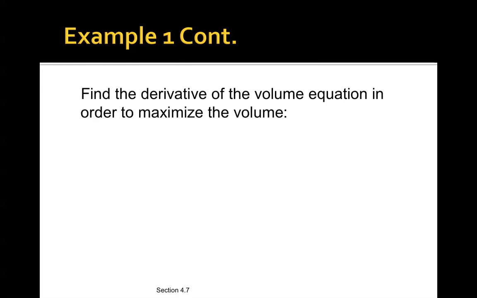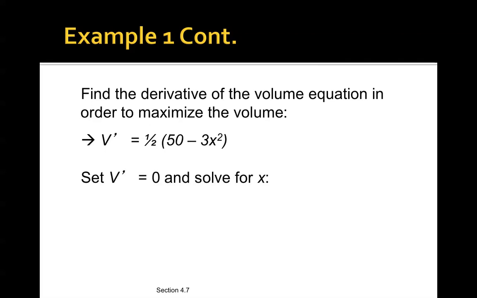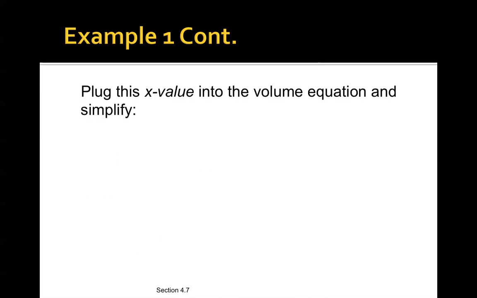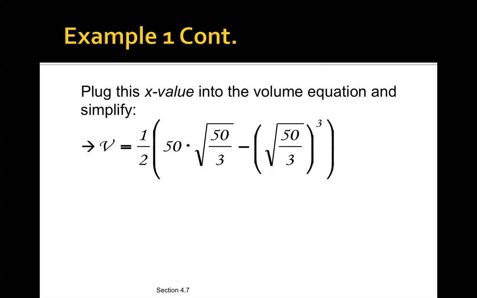So find the derivative of the volume equation in order to maximize the volume. So it was 1/2 (50 minus 3x squared). So set the derivative equal to 0 and solve for x. Now we know that x is plus or minus the square root of 50 divided by 3. So plug this x value into the volume equation and simplify. So the volume equals 68.04138.